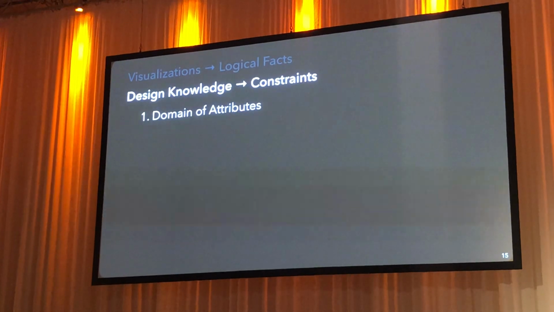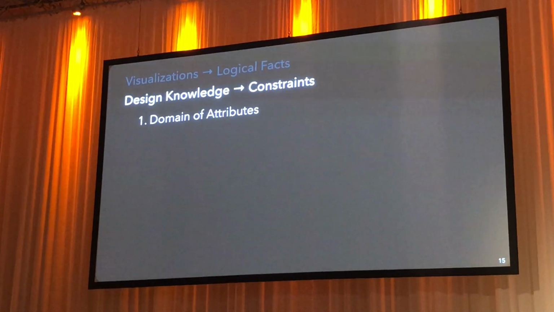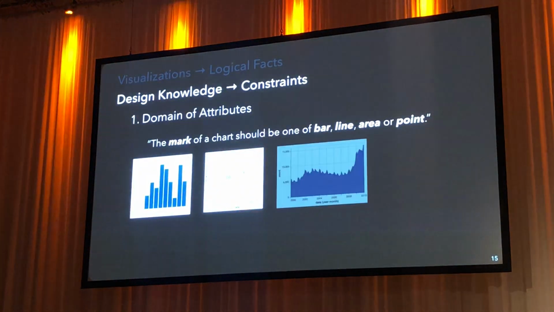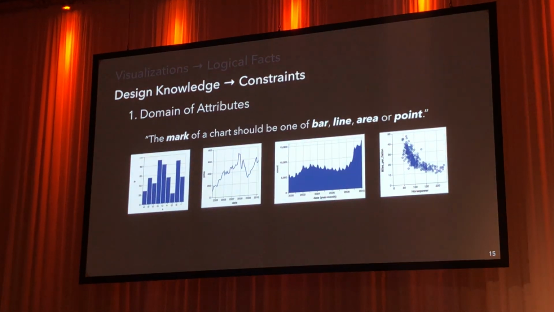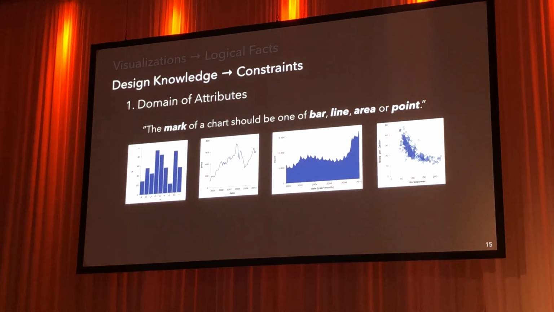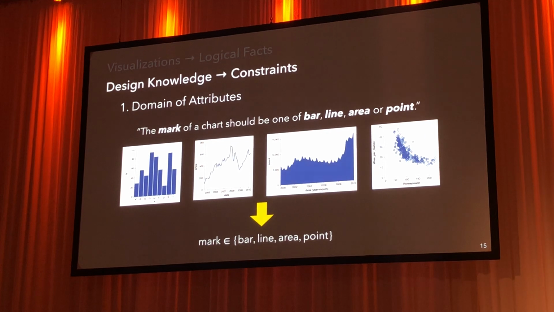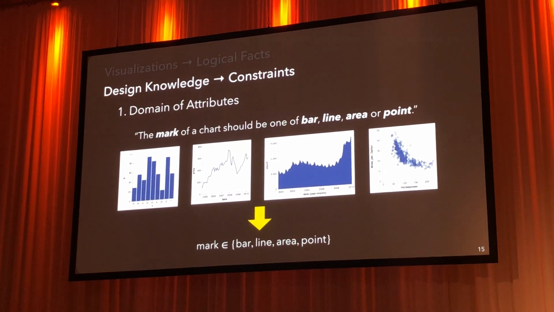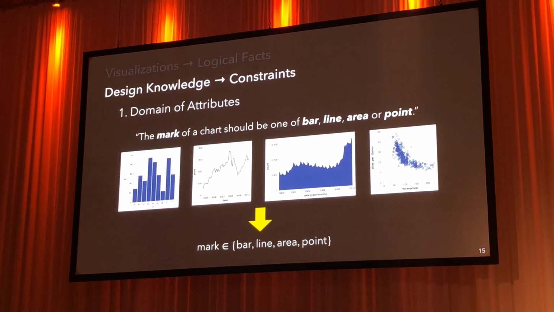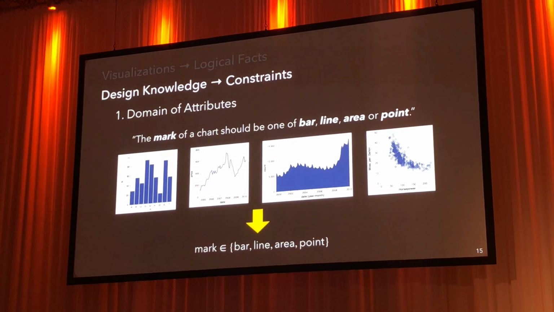Then design knowledge is expressed as constraints, and we have 3 sets of constraints. The first one is about the domain of the attributes that you've just seen in the representation. For example, we can say that the mark of a chart should be one of bar, line, area, or point. And we express this in our formal language like this. We say the mark is an element of this set, with bar, line, area, and point. In the actual system, we implemented a few more mark types, but for illustration purposes, I will use a subset.